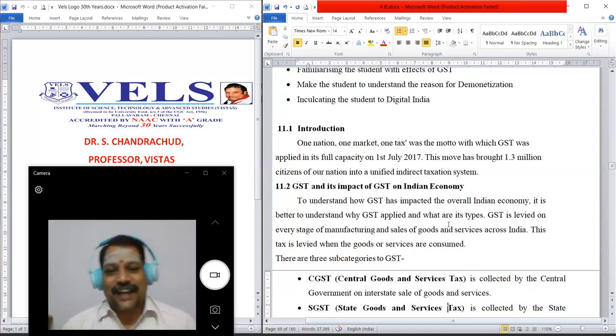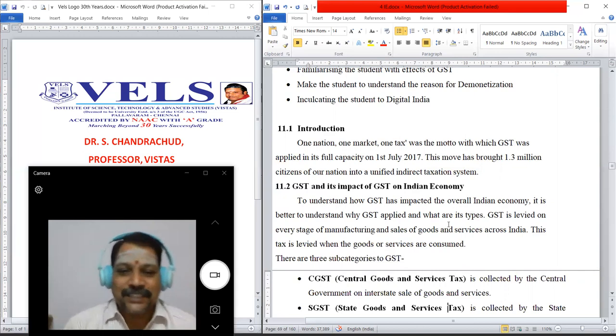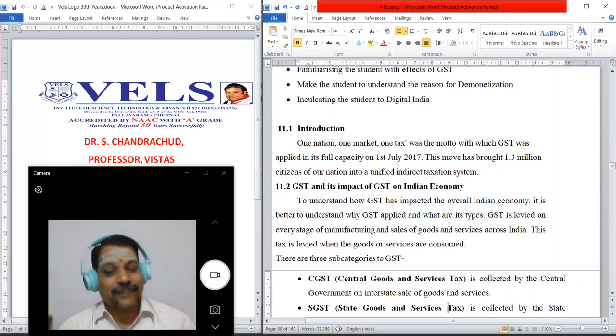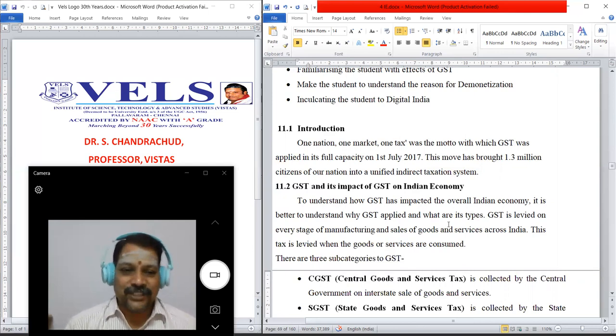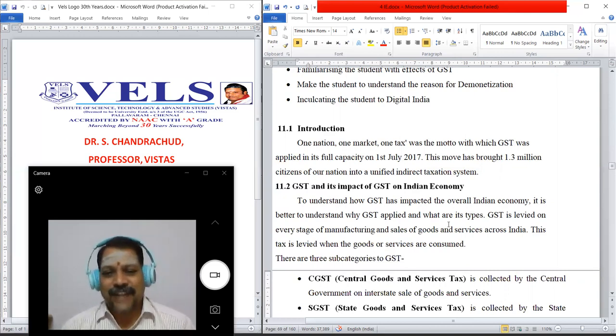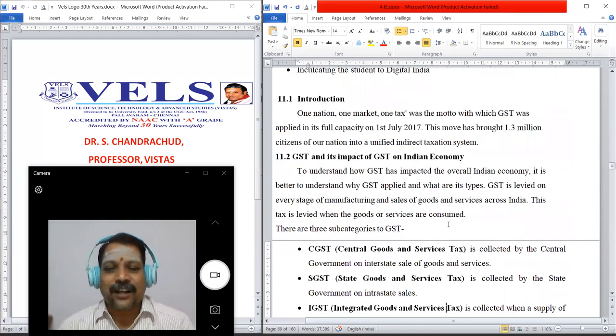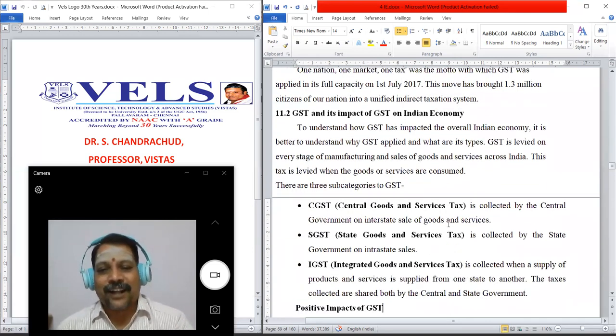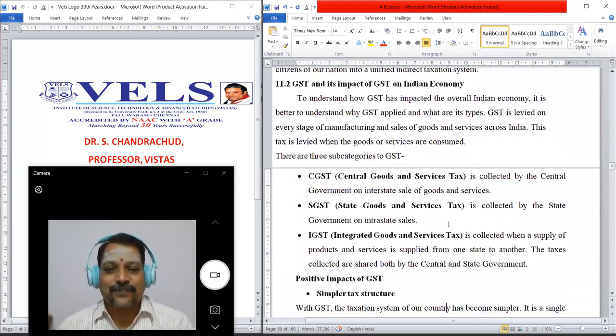Let us start. To understand how GST has impacted the overall Indian economy, it is better to understand why GST is applied and what are its types. GST is levied on every stage of manufacturing and sales of goods and services across India. This tax is levied when the goods and services are consumed. There are three subcategories of GST.